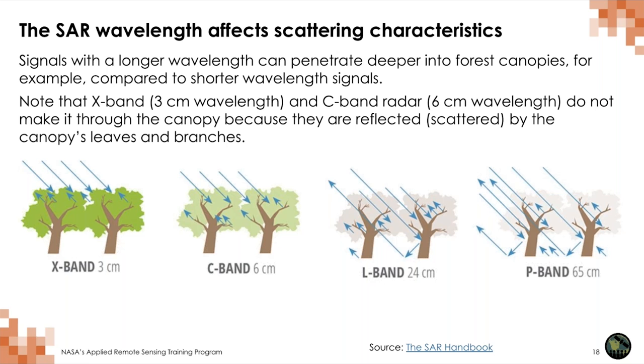You don't get that double bounce backscatter that I mentioned before. But as you get into L-band and P-band, these wavelengths are long enough to make it through the canopy of a forest and actually scatter off of the ground and the tree trunks, which you wouldn't have with a shorter wavelength. So the outgoing signal wavelength affects the scattering mechanisms, the scattering characteristics at the surface.